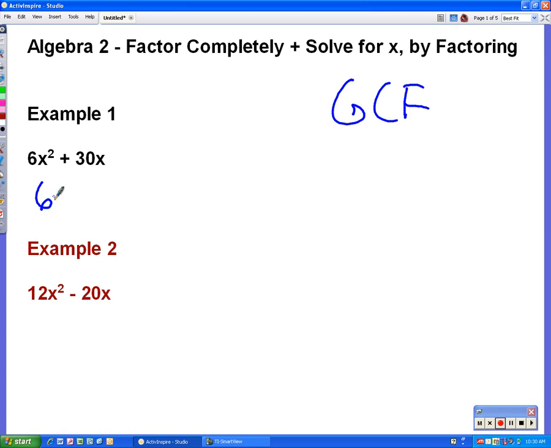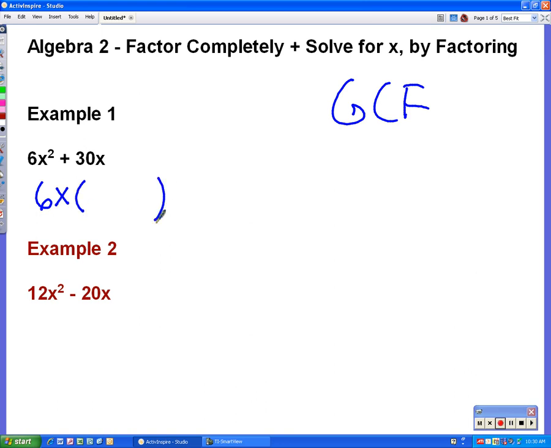Okay, now both terms have x in common. You'll notice one has x squared and the other has just an x. Okay, remember x squared is x times x. So yes, we can pull out just a single x from both of them.